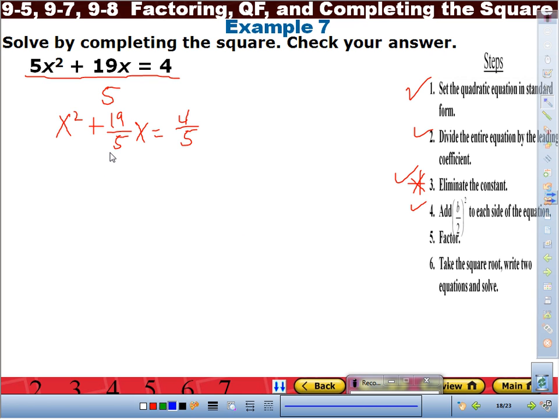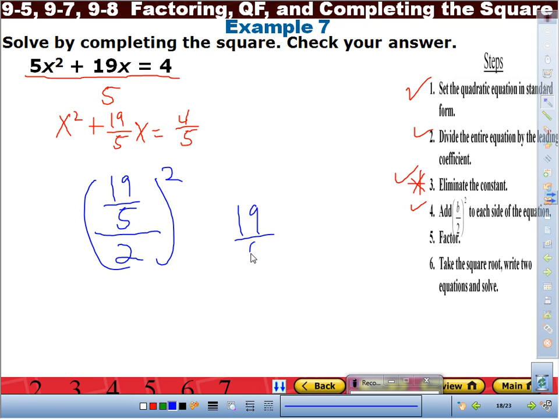So check this out. Don't write this down. Pay attention, please. Pens down. What is b? 19 over 5. And that says over 2 squared. That looks weird, doesn't it? Remember when we did the definition of fractions, we cannot have fractions divided by other fractions? Therefore, I'm going to rewrite this as 19 over 5 divided by 2. Do we know what to do with this? How do we divide fractions?